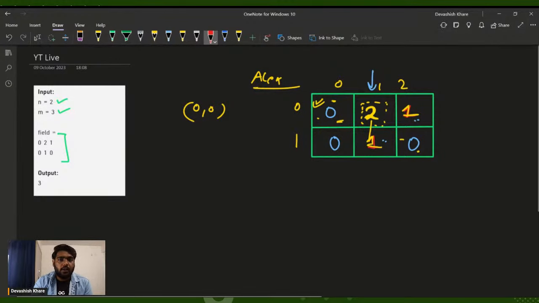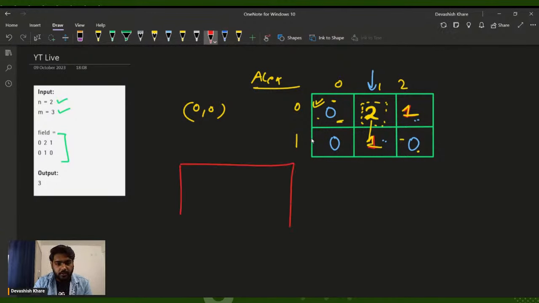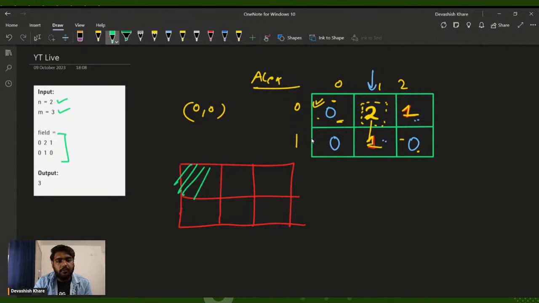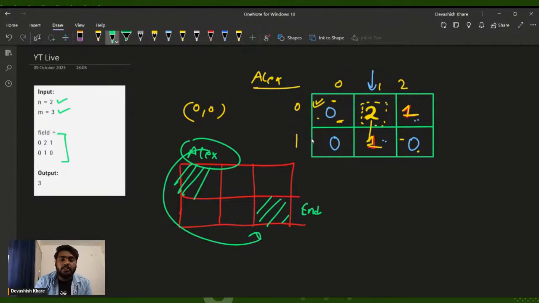Let's repeat. See, what happens is you have this matrix that we have here. Okay, just like that. This is the starting point, where Alex is standing. This is the ending point where Alex wants to go. Okay, what is our task? Our task is to count the minimum number of steps which Alex may take to reach this position.